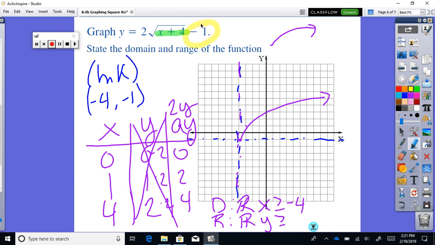For the range, it's all real numbers except that y is greater than or equal to a value. This corresponds to our k value. Our k is that -1. And notice that it opens up. That's why it's greater than or equal to. So it's greater than or equal to -1 for our range.